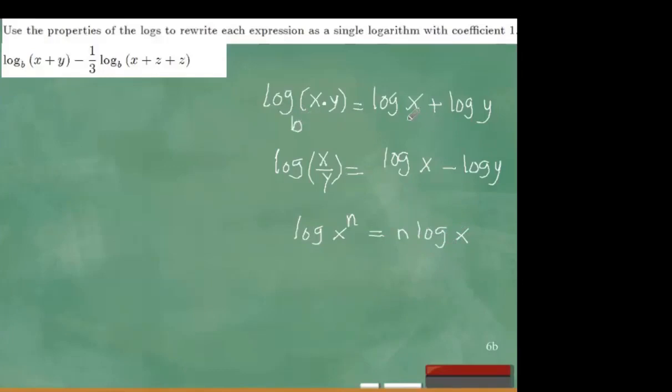Again, all the bases must be the same, so now I can copy all these as being base b. If not, we assume this is 10.